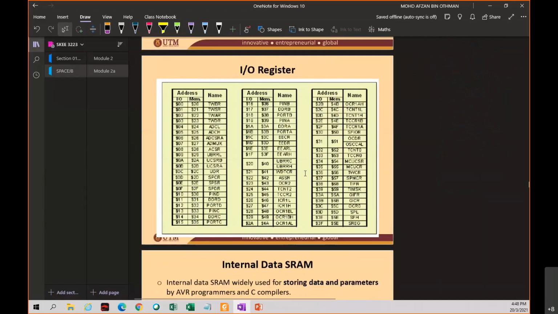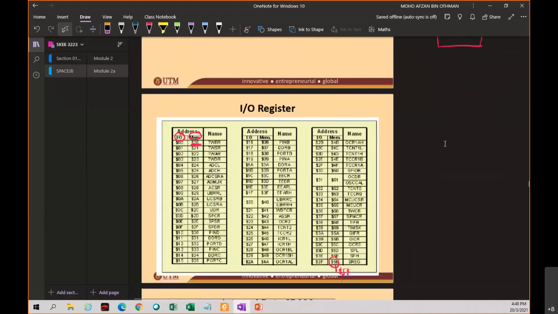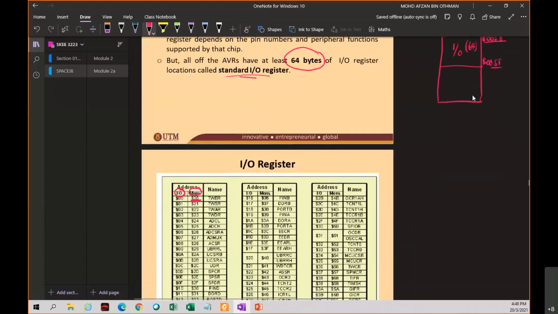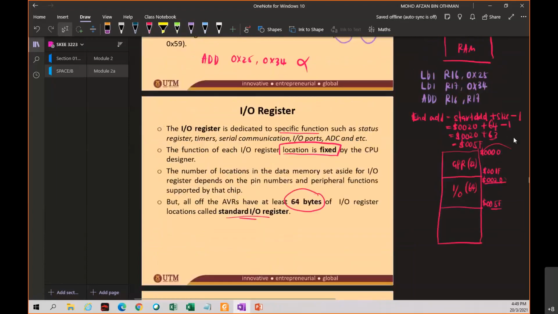Okay, the special part of the I/O register is that it has two memory addresses. One is called the I/O address, the other is called the memory address. For the memory address, the starting address is from 20 to 5F. So what I drew earlier, this one, we refer to as the memory address.